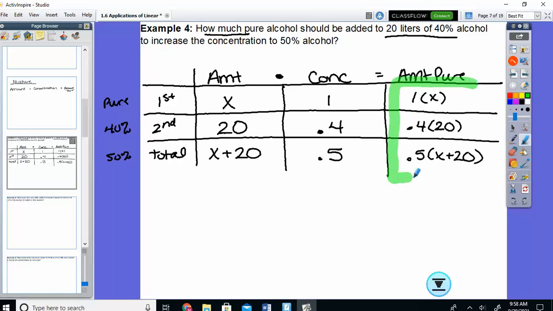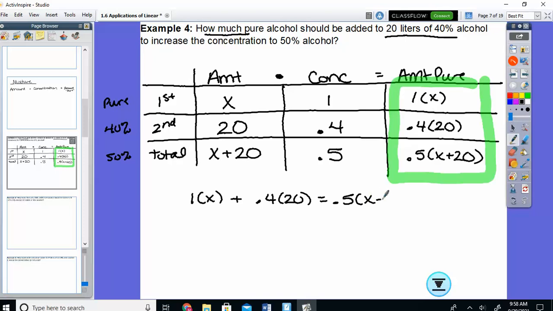Once you get to this final thing, the equation kind of writes itself. This tells me the amount of alcohol in the first one. This is the amount of the second one. This is the amount in the total. So what should we do to those things? Add them to equal the total. So I do the first plus the second equals my total.